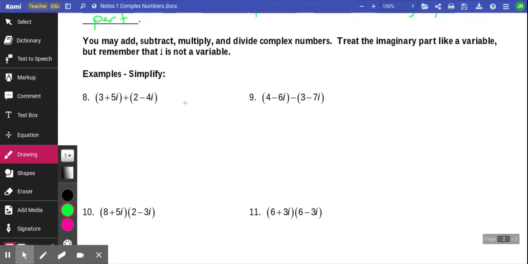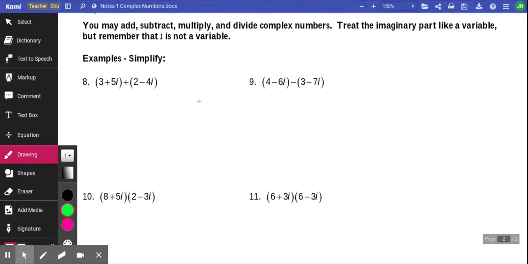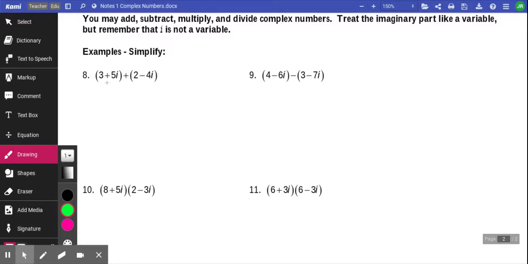But just like in our real number system, we can add, we can multiply, we can subtract, we can divide. We can do those operations with complex numbers. Okay, today we're going to start off with doing the adding, the subtracting, and the multiplying, and we're going to leave division to the next day. So adding with your complex numbers is a lot like adding with polynomials. Okay, even though imaginary numbers are not variables, they're kind of treated like them. So we have to combine like terms. We have to combine the like parts.